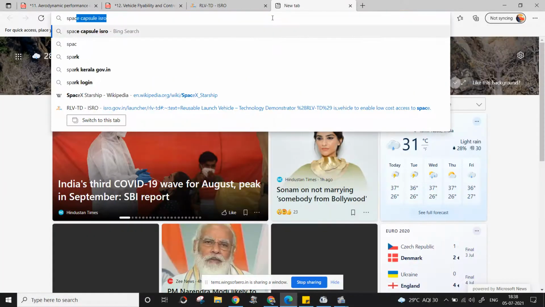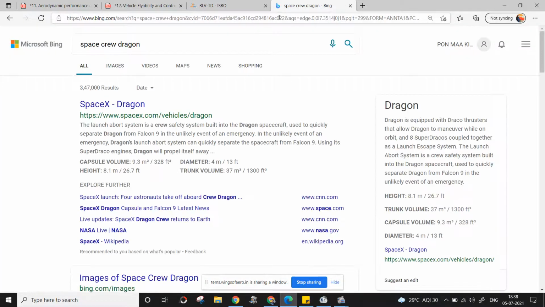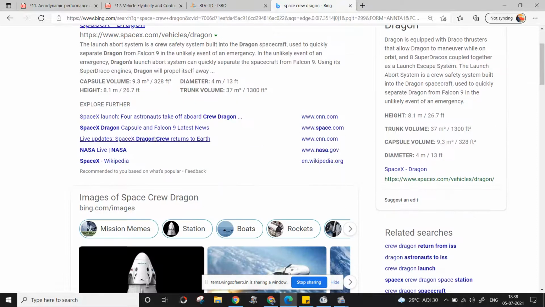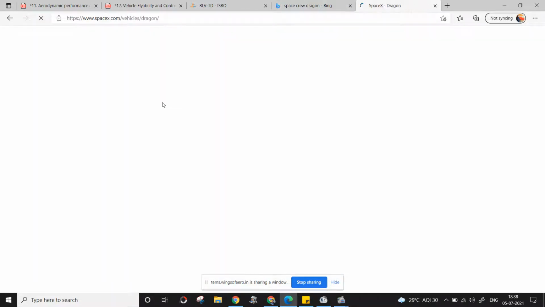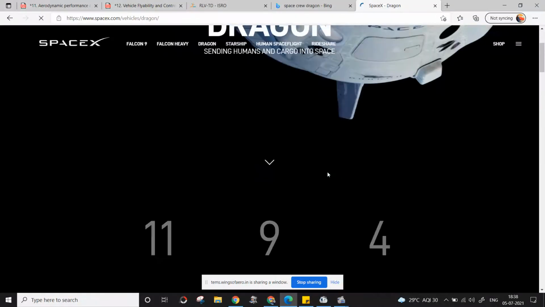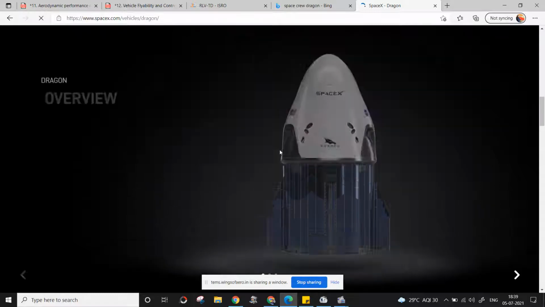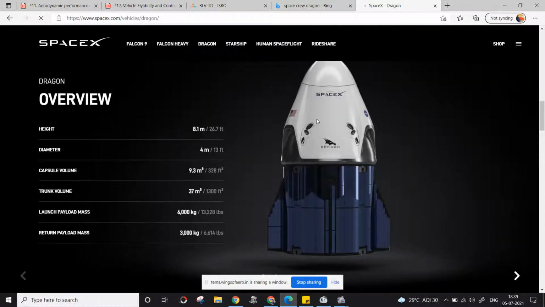So if I show Crew Dragon, here you can see that on the surface, it is clearly mentioned, right? So these are our reaction control systems in SpaceX Crew Dragon.